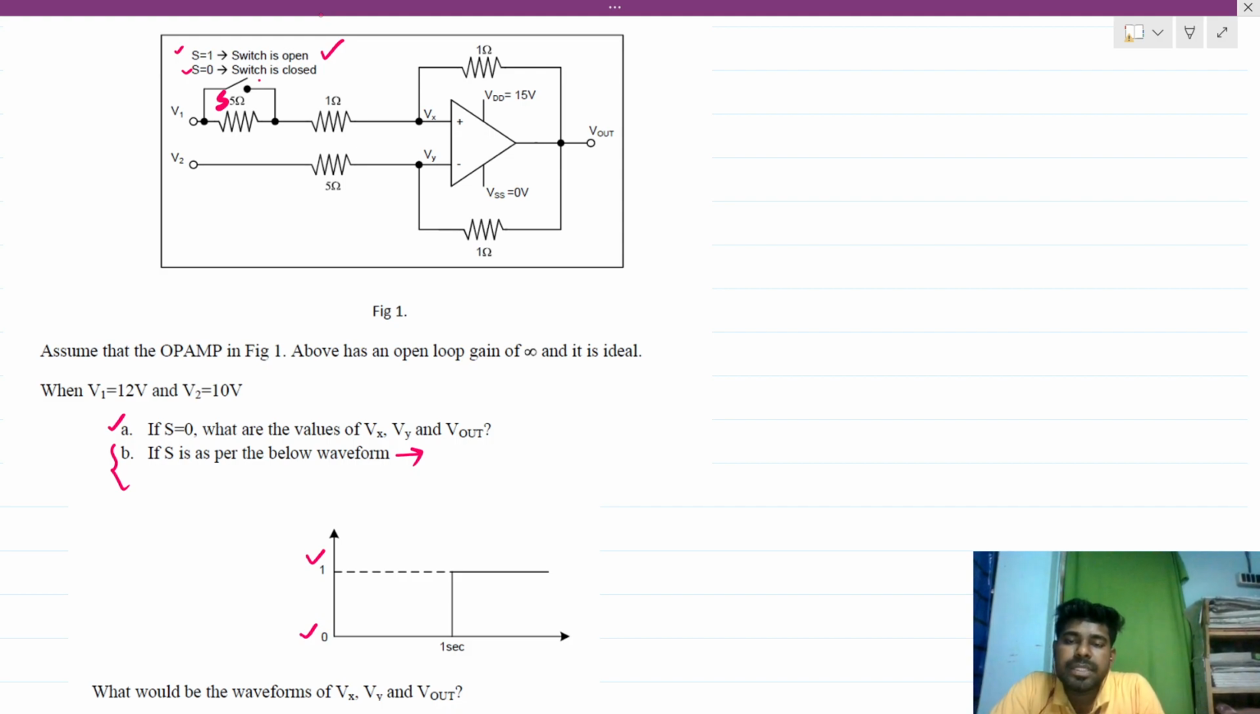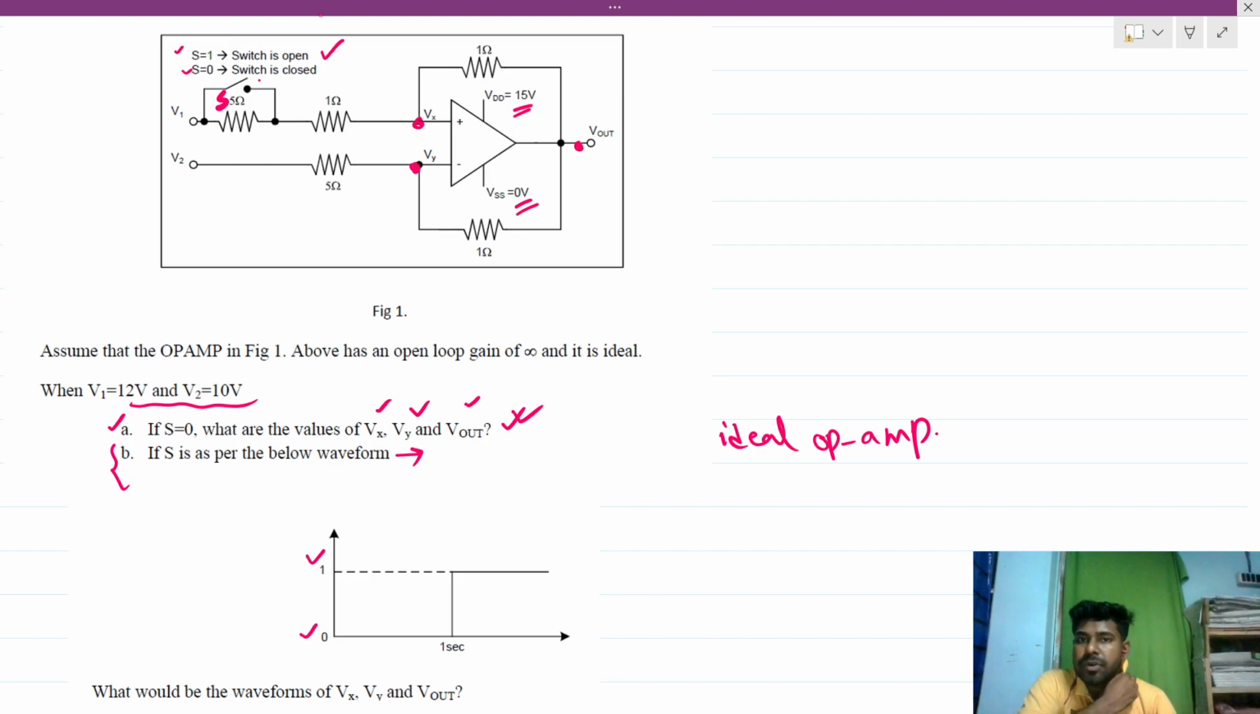And one thing, let me check the things. Our VDD is 15 volt, VSS is 0 volt. Our Vin, V1 and V2 are given like that. Okay, and this is the ideal op amp. So now we will be solving the first case, and we have to find Vx, Vy and Vout. So this node voltage, this node voltage, and this node voltage with respect to ground, we have to find.